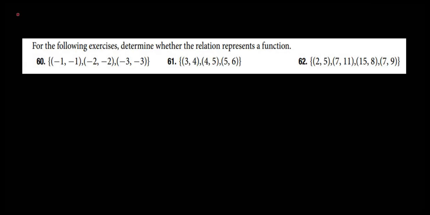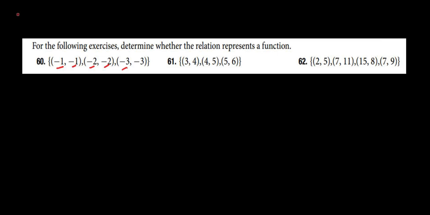All right, let's quickly look at this question. The question says, for the following exercises, determine whether the relation represents a function. These questions are given in ordered pairs. So let's look at question 60. We have negative 1 as an input value, with an output value of negative 1. Also, negative 2 is an input value with an output value of negative 2. Also, negative 3 is an input value with an output value of negative 3.